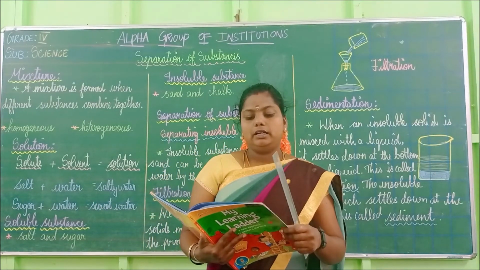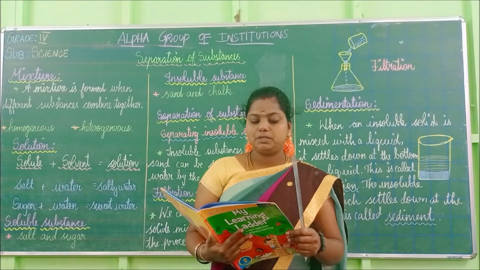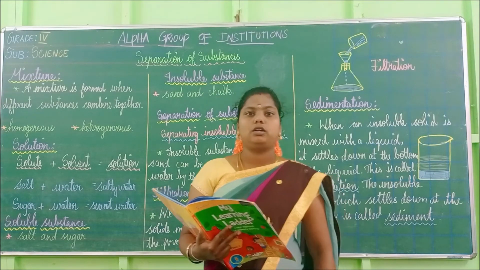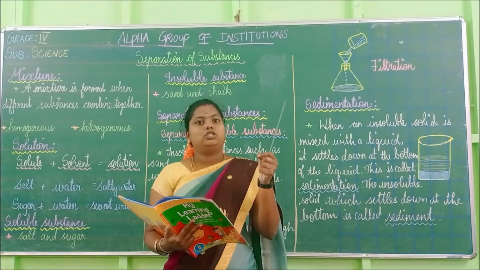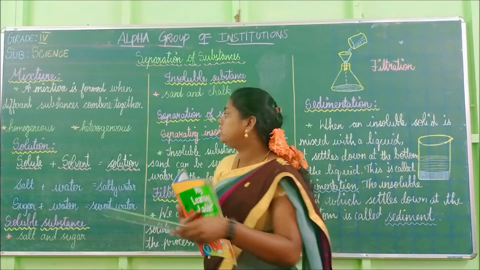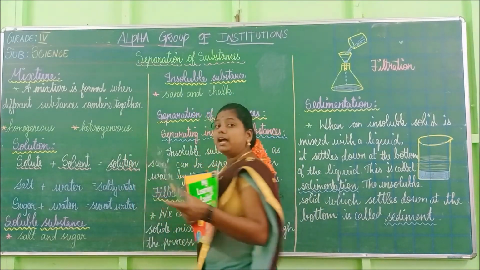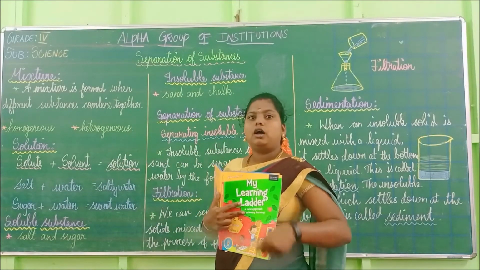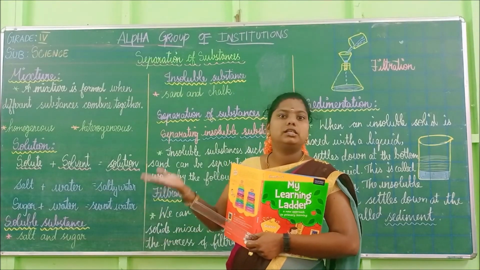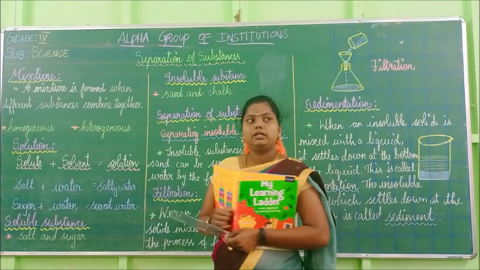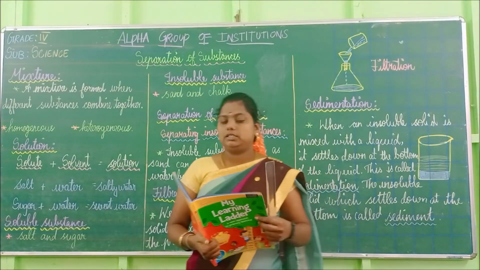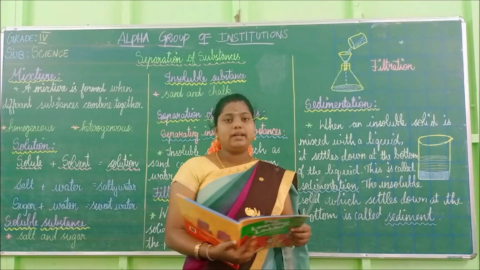In a heterogeneous mixture, substances remain separate as they do not mix. For example, sand in water. Here the sugar dissolves in water, which is homogeneous. When you go to heterogeneous, here sand inside the water, however long you mix it, you cannot mix the sand with the water. It will still be separate, isn't it? That's why it is called a heterogeneous mixture. Is it clear, children?